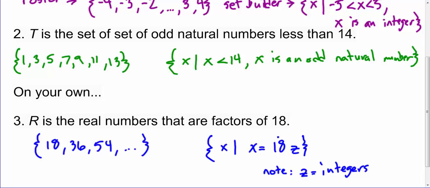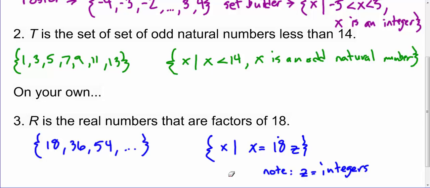All right, welcome back. You can see my answers on number 3. This one was a little tricky perhaps. Factors of 18, you can see my roster notation. You do 18, 36, 54, and then you use the ellipsis or the 3 dots. The 3 dots mean that that pattern is going to continue.